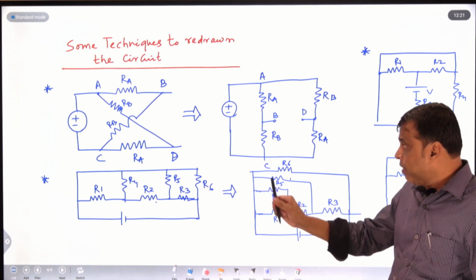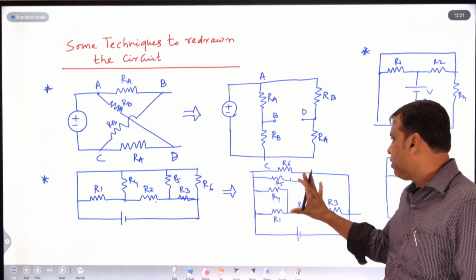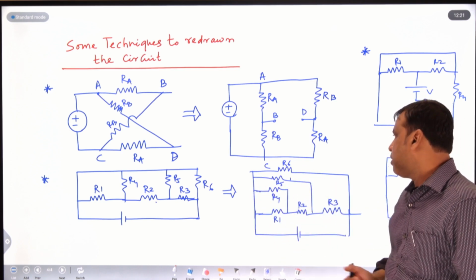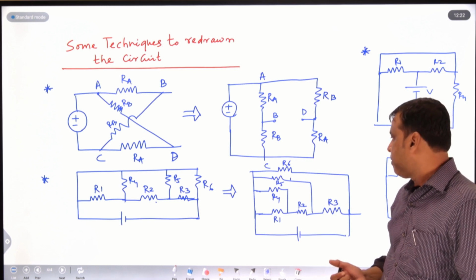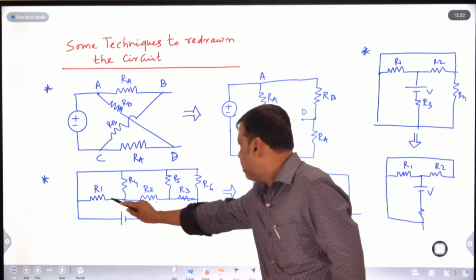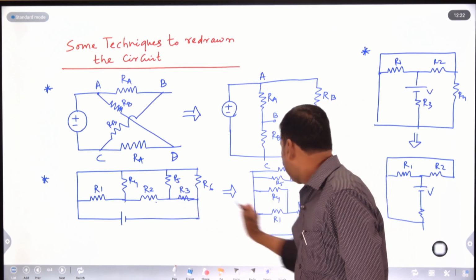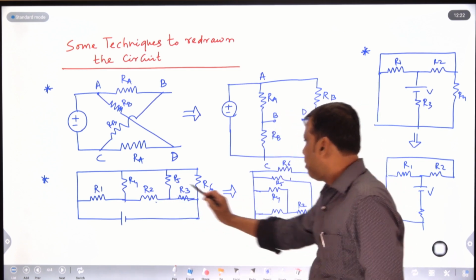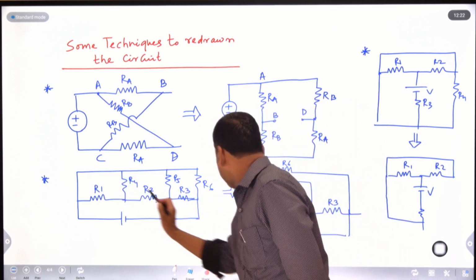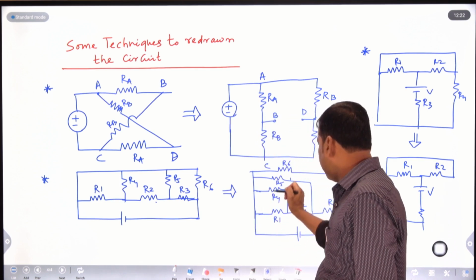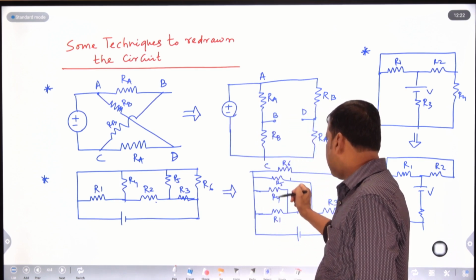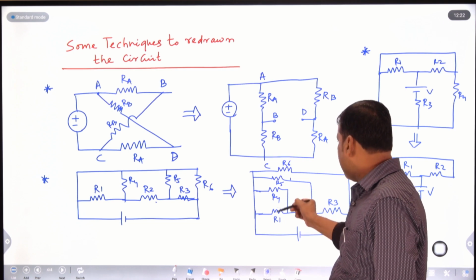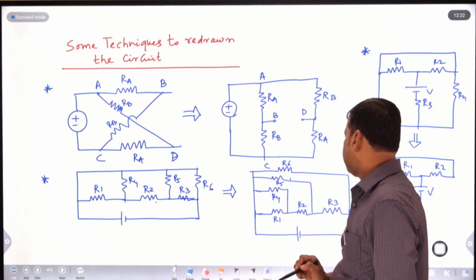If this type of circuit is given, do not be confused. First of all redraw the circuit and your calculation will be much easier. This is your R1 here, this is your R2 and this is your R3. From R1 there is an R4. What is the equivalent resistance? R4 parallel R1. If you redraw the circuit, R4 parallel R1 is 1 resistance here.